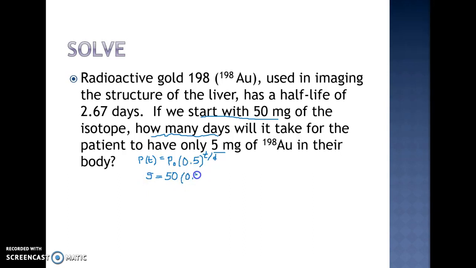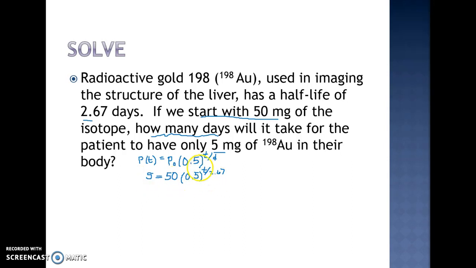0.5 is in my formula. T represents how many days, the time, that's the question, so that stays as a variable. And D, the half-life, is given to me up here, so I put in 2.67. So this is the equation that I'm going to work with, with a goal of figuring out time.